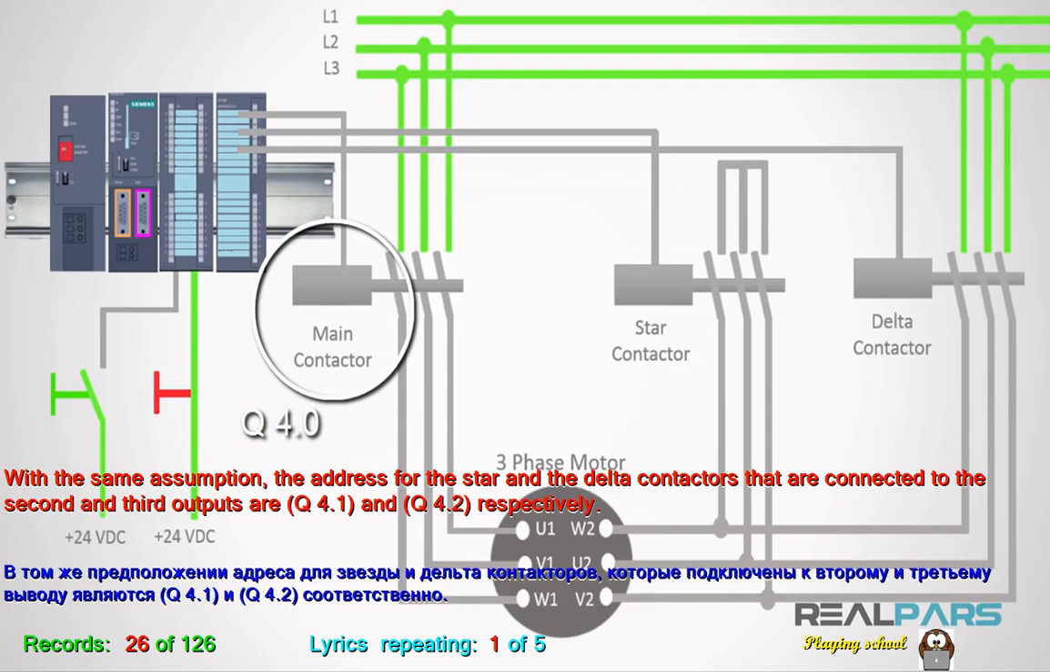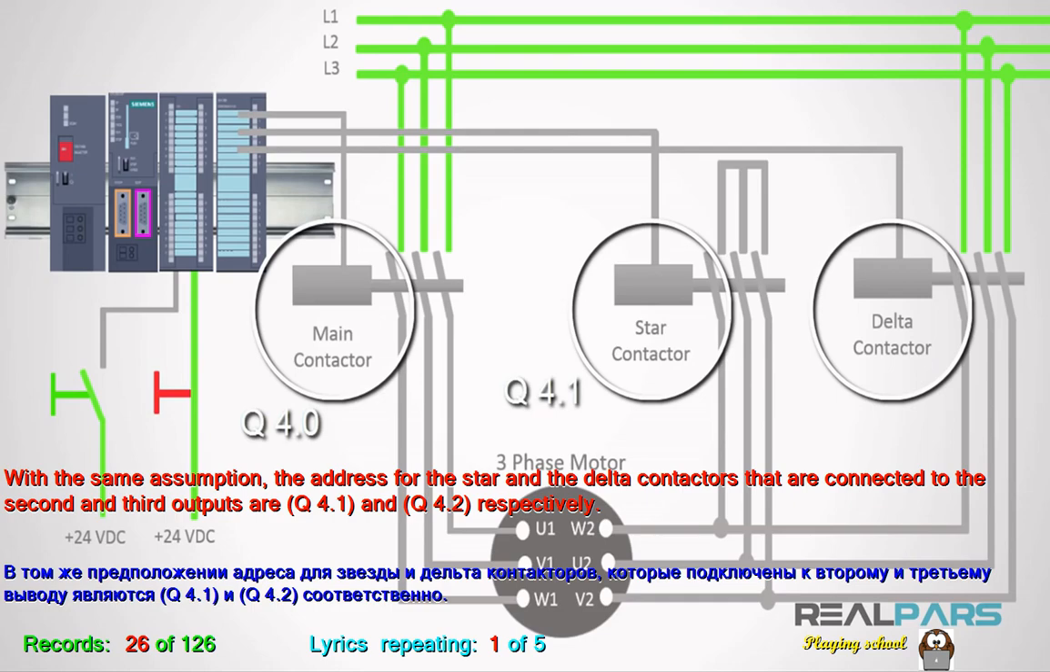With the same assumption, the address for the star and the delta contactors that are connected to the second and third outputs are Q4.1 and Q4.2, respectively.